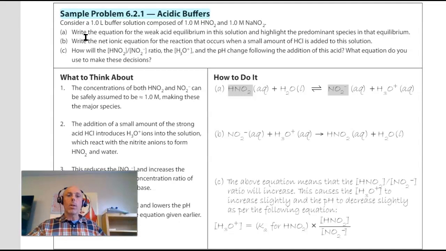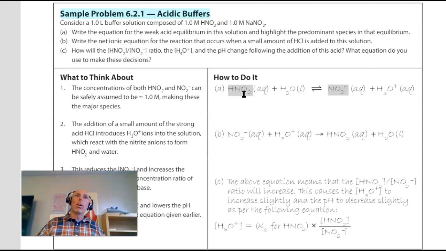A asks us to write the equation for the weak acid equilibrium in this solution and highlight the predominant species in that equilibrium. So we have the weak acid plus water on the left in equilibrium with that weak acid's conjugate base and hydronium on the right. The weak acid, as we know, donates a proton to water, generating the weak base and hydronium. Now, if this were just a weak acid being added to water, we know that it doesn't dissociate much and that there's hardly much product. There's hardly much conjugate base and hydronium.